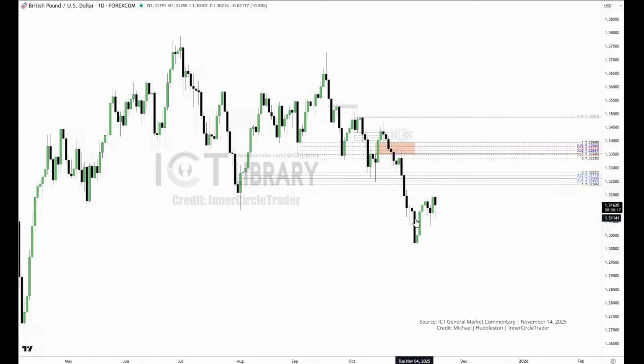So the next sell side opportunity that you can draw down into, use the first premium array that forms and get short there and just ride it out.